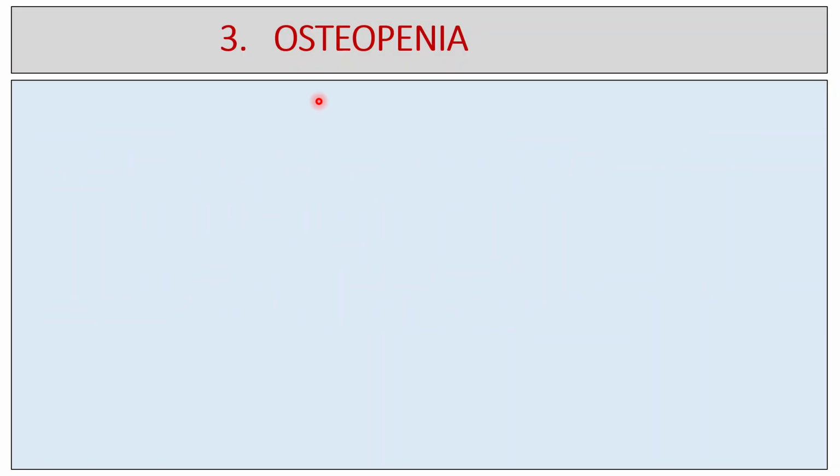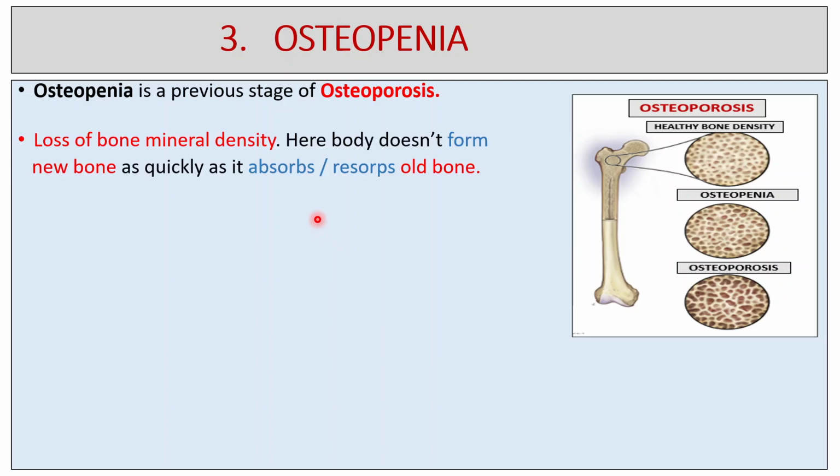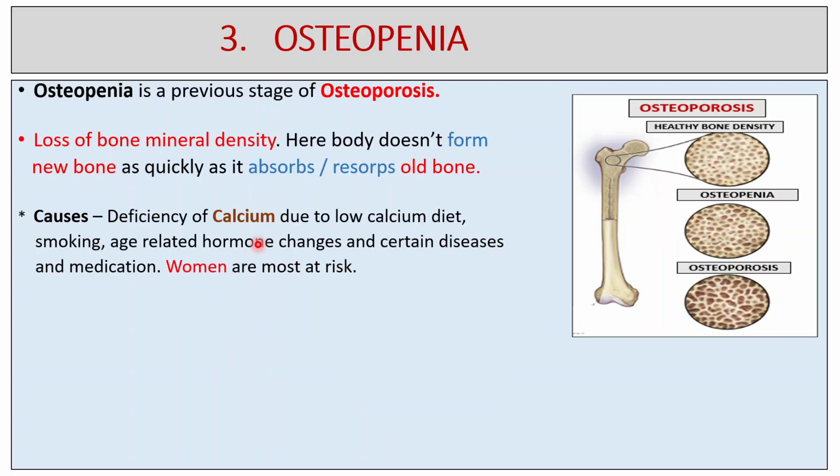Now come to osteopenia. It is the previous stage of osteoporosis. You can see here healthy bone density, then mild bone density loss, osteopenia, then severe bone density loss, osteoporosis. Osteopenia may be converted into osteoporosis. So there is loss of bone mineral density here; the body does not form new bone as quickly as it resorbs old bone. The causes are similar to osteoporosis.